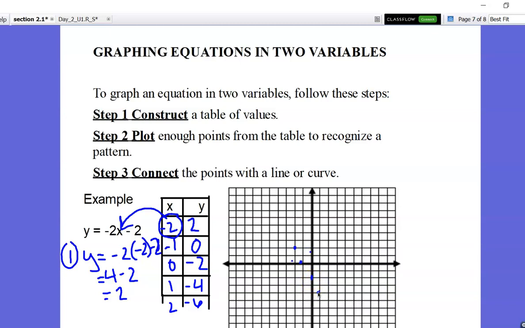Plot your points. You don't need to keep going beyond that. You just need to plot enough points to see what the general trend or the general pattern is. We have enough with this table to see that this has a slope of -2 and a y-intercept of -2, and then, step 3, we can connect the points with a smooth line.